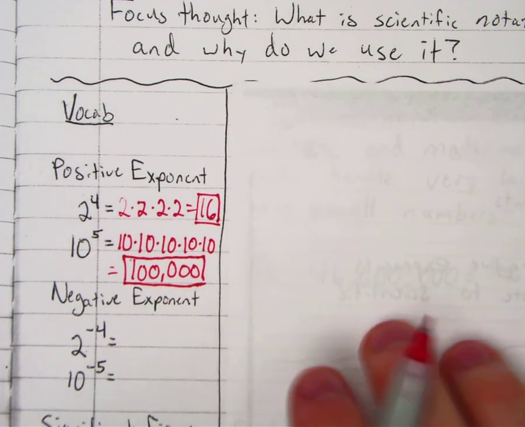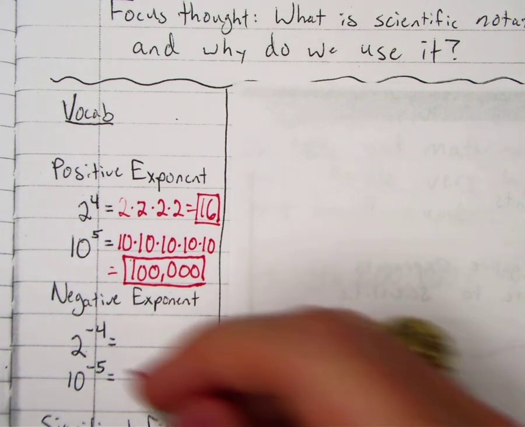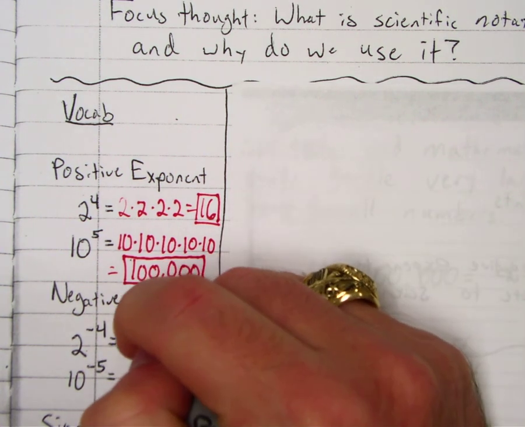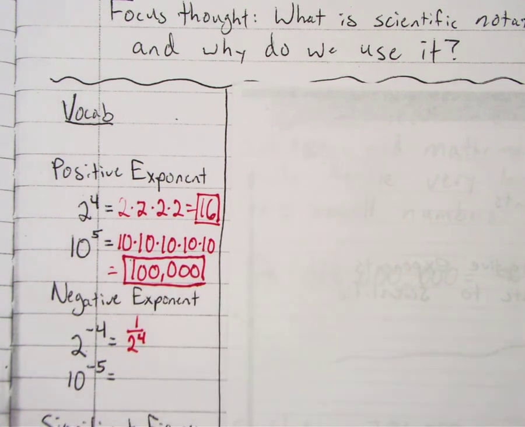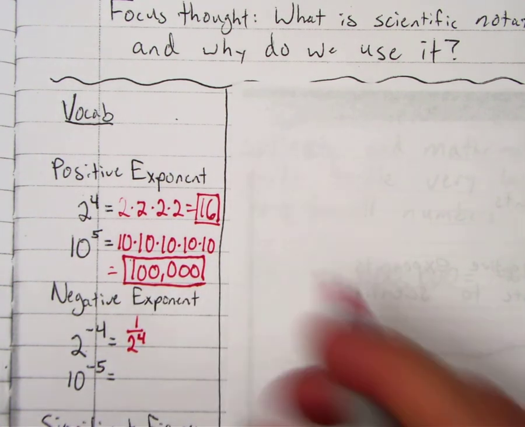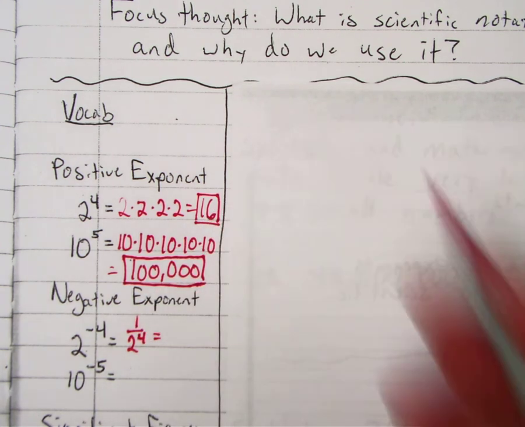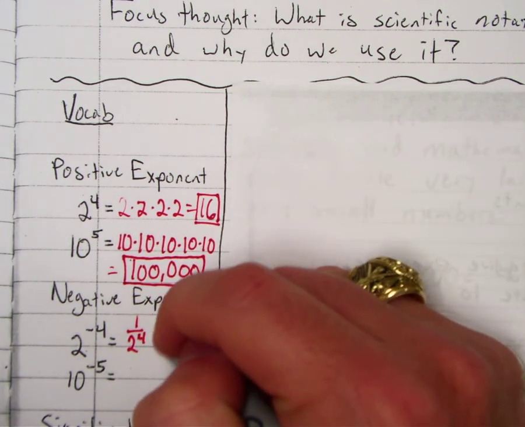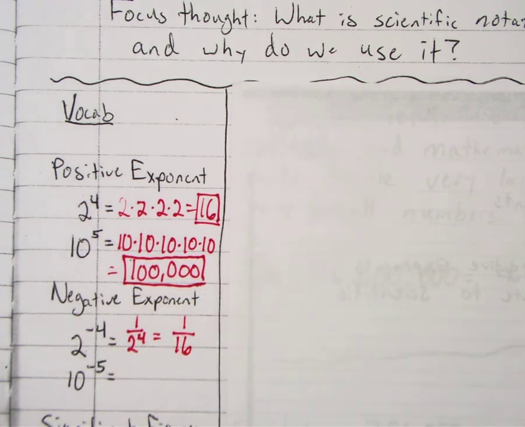Now, negative exponents. We haven't really looked at these before, but it's very simple. Negative exponents are the same as positive, except you put them in the denominator of a fraction. So essentially, 2 to the negative 4th becomes 1 over 2 to the 4th. And from earlier, we have 2 to the 4th equaling 16. So 1 over 2 to the 4th is 1 over 16. So 2 to the negative 4th is 1 over 16.